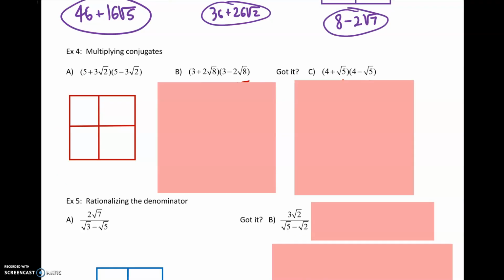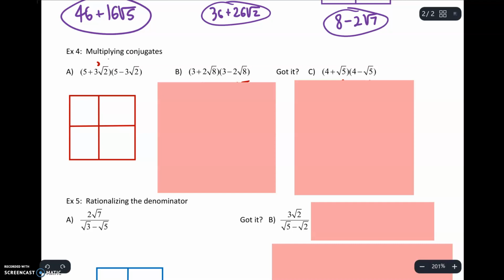If we're to multiply what we call conjugates, our work actually isn't any different from our last example. Notice that I still have my box set up, but what I mean by a conjugate is notice that I have 5 plus 3 rad 2 and then 5 minus 3 rad 2 as well, set up in this sort of way with just two terms being the same, and the only difference is that one you have a sum and one you have a difference.